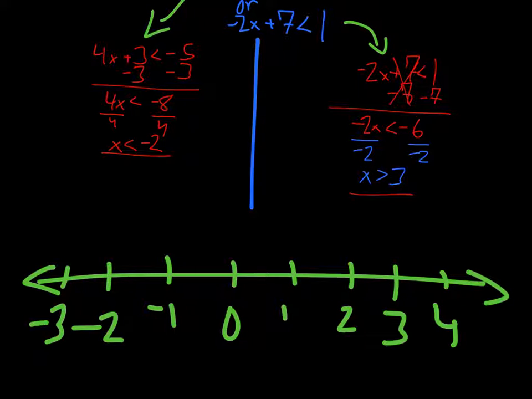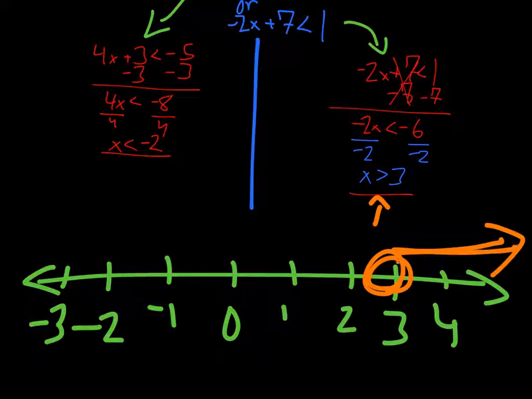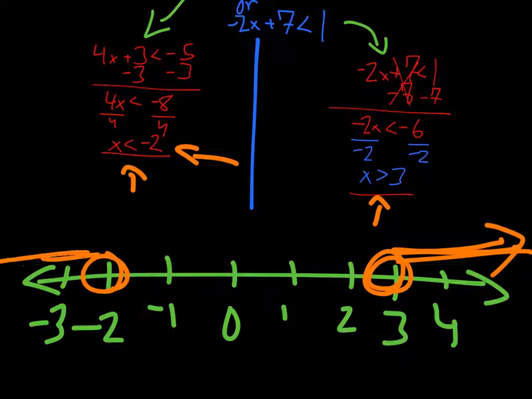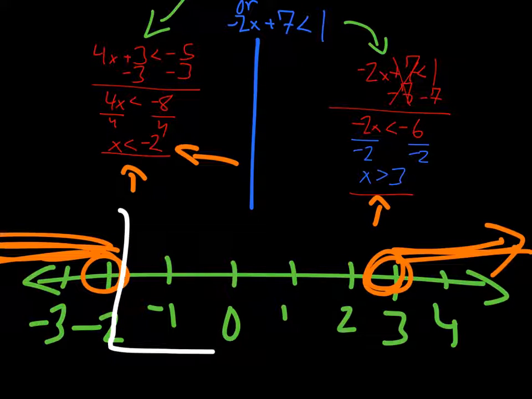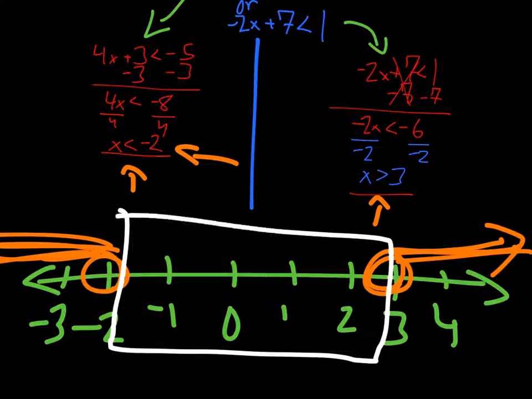If we have 3, we notice that it is going to be an open circle, and it is pointing to the right. Therefore, we're talking about all this over here. If we look here, it is also going to be an open circle, at negative 2, open circle, and it's pointing to the left, so we're talking about all this over here. So the only space we are not talking about is this in the middle, which will be in between negative 2 and 3.